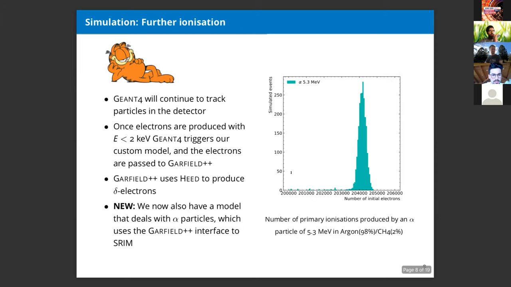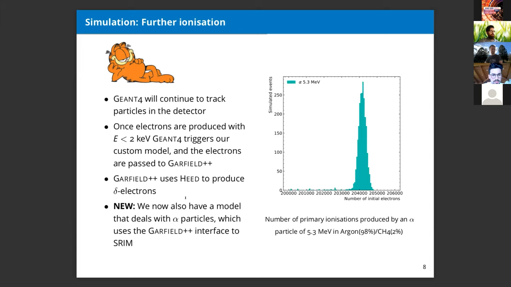After you've produced your initial particle, we continue to track it with GeoInfor until it produces electrons with energy of less than 2 keV. At that point, we switch over to using Garfield++. So GeoInfor passes the information about where these electrons are to Garfield++, and that takes over. So the first thing is that Garfield uses HEED to produce delta electrons.